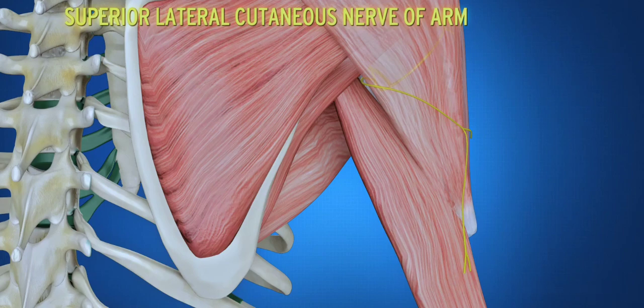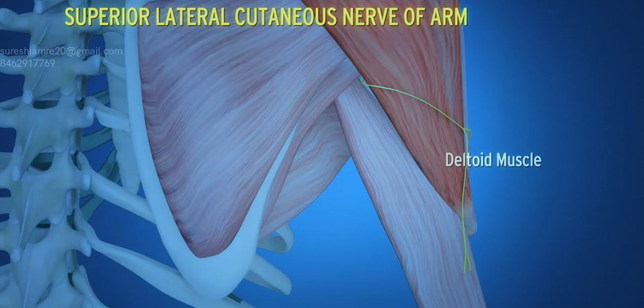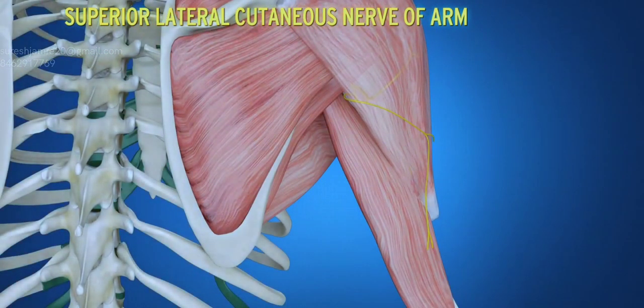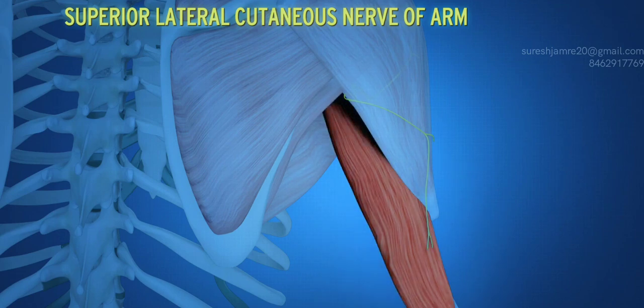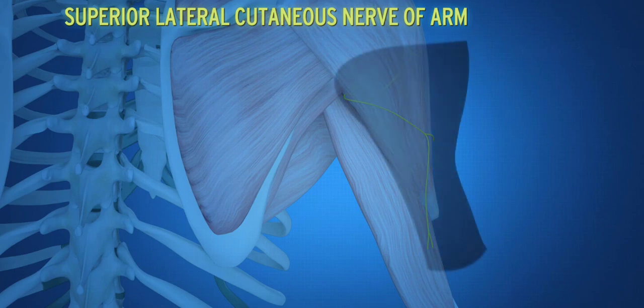Course: then passing through quadrangular space, it sweeps around the posterior margin of the deltoid muscle and supplies the skin over the lower 2/3 of the posterior part of this muscle, as well as that covering the long head of the triceps brachii, and supplies the skin over the superolateral part of arm.